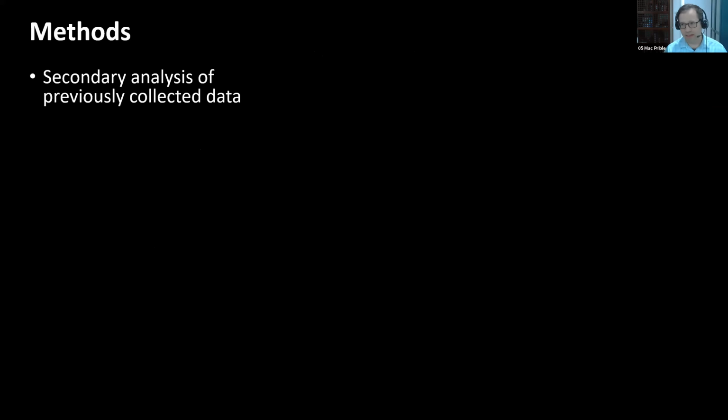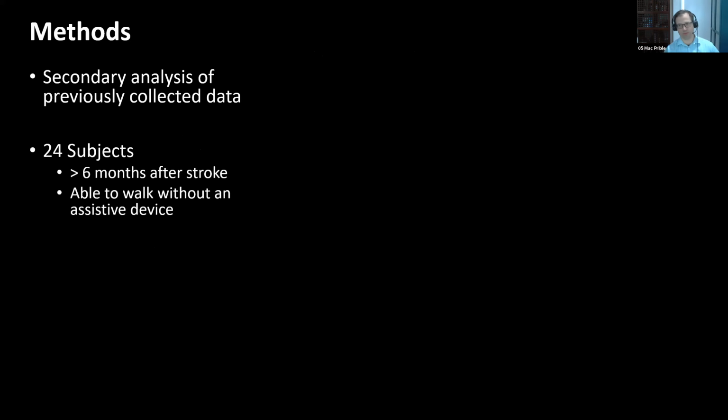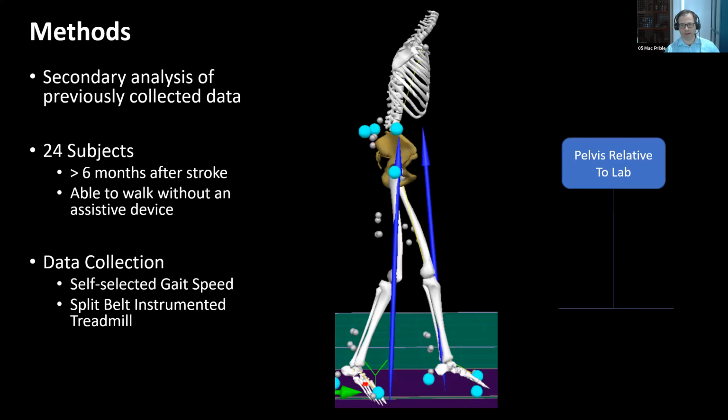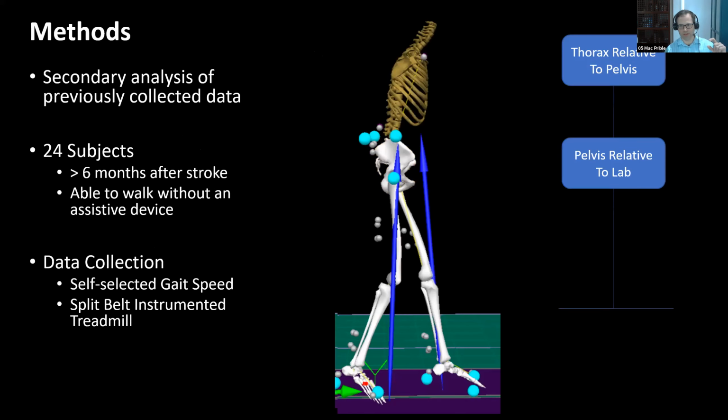This was a secondary analysis of a previously collected data set involving 24 subjects who were at least 6 months post-stroke who were able to walk without an assistive device. They walked at their self-selected gait speed on an instrumented split belt treadmill. And we looked at the pelvis relative to the lab and then the thorax relative to the pelvis in order to predict peak paretic propulsion.